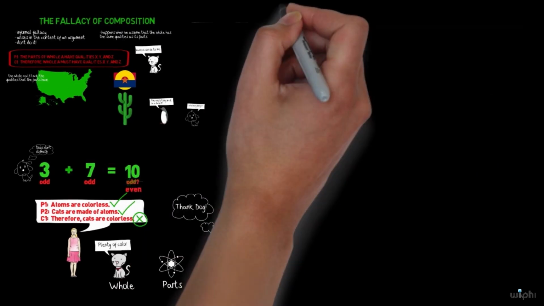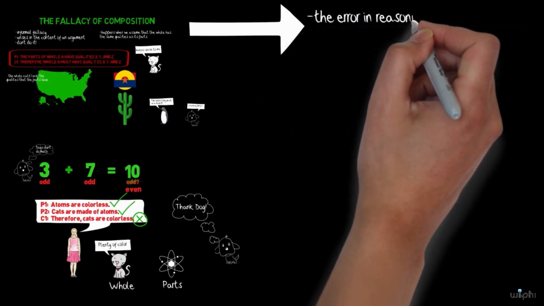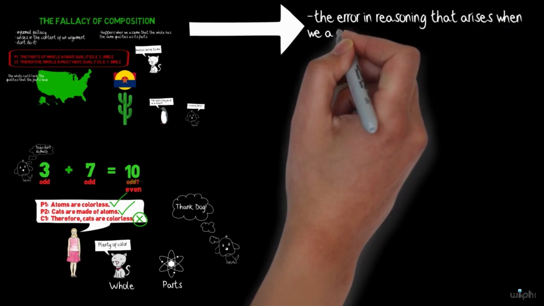So we just learned about the fallacy of composition, or the error in reasoning that comes about when one infers that the whole has the same qualities as its constituent parts.